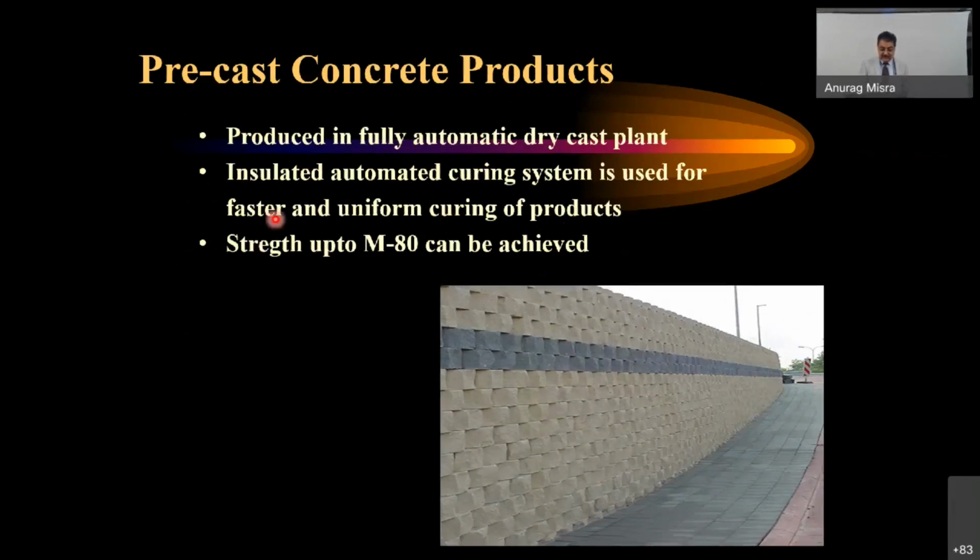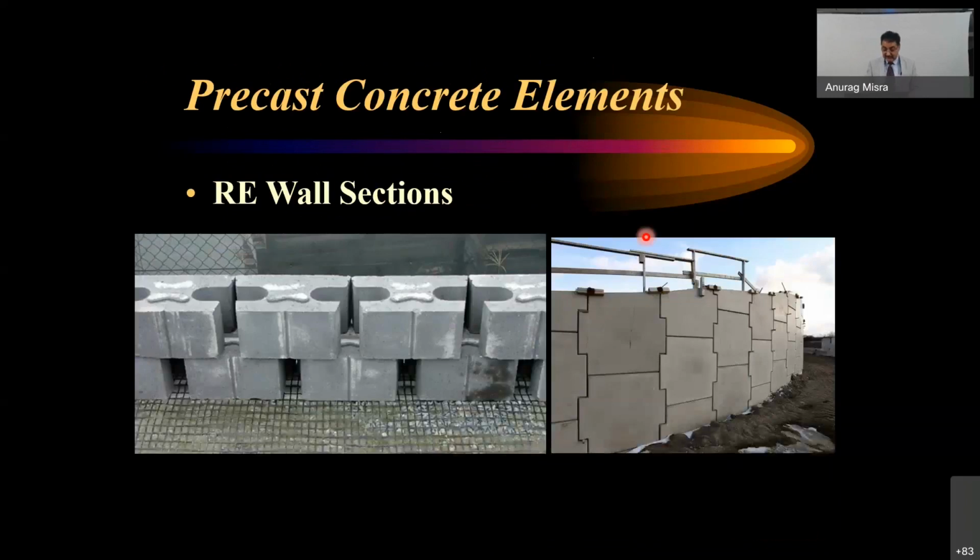And you can take the strength up to M80. 50, 60 is quite okay, but you can achieve up to that. The only thing is that your machine should be capable of creating that pressure as well as vibration. Being that dry concrete, it uses very heavy hydraulic force for compression as well as vibration. So both the operations are used simultaneously with a very low water cement ratio, which results in very high strength in these components. So these are some of the wall sections.